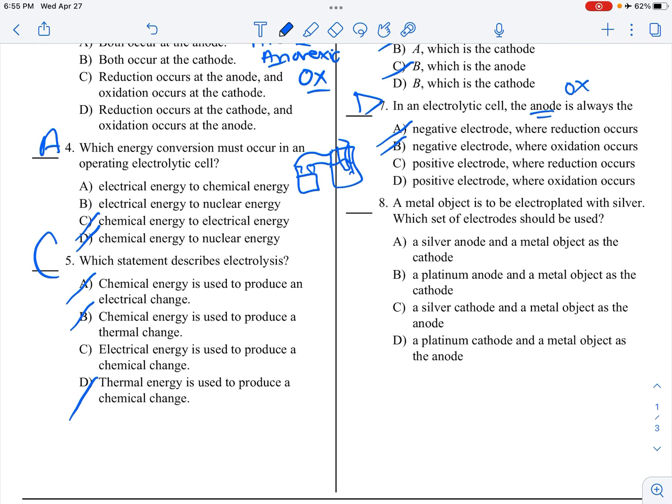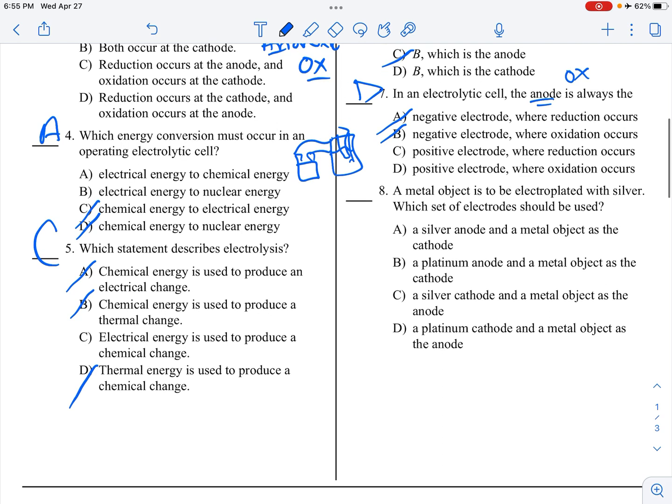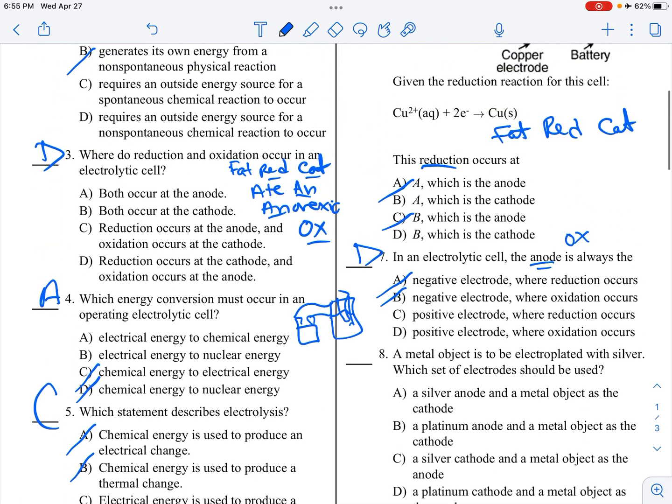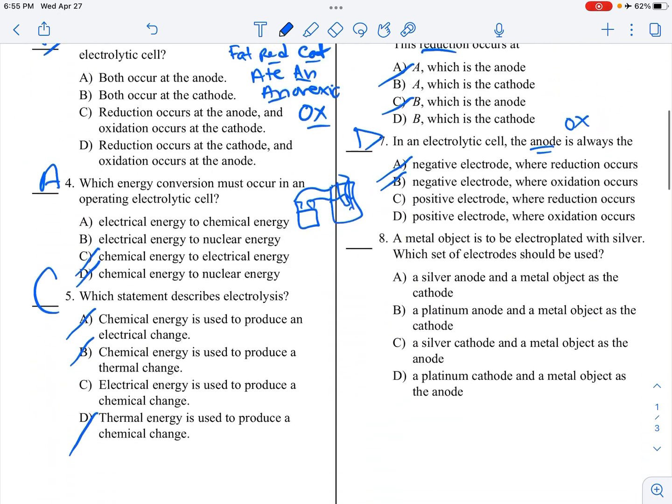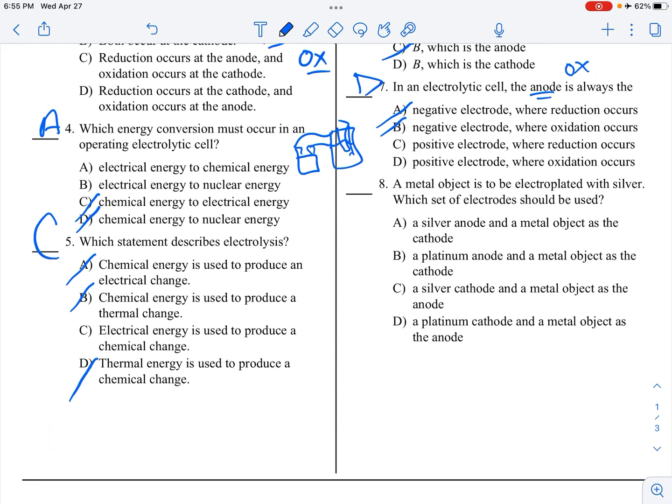A metal object is to be electroplated with silver. Which set of electrodes should be used? A silver anode and a metal object as the cathode. Okay, so first of all, the metal object needs to get larger. And I'm going to go back up for a second to number 6. The metal object here is going to get larger. So the metal object has to be the cathode. So it can't be this and it can't be this.